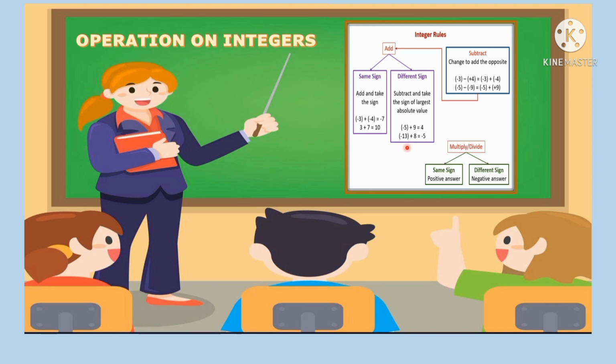In subtraction, to subtract an integer from another integer, the sign of the number which is to be subtracted should be changed, and then this number with the changed sign should be added to the first number. So you have to subtract and change the sign of that particular number.